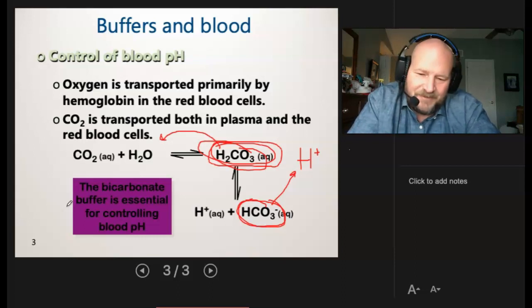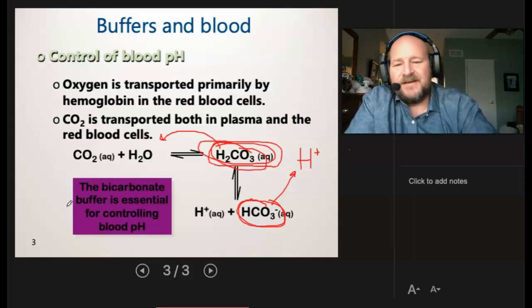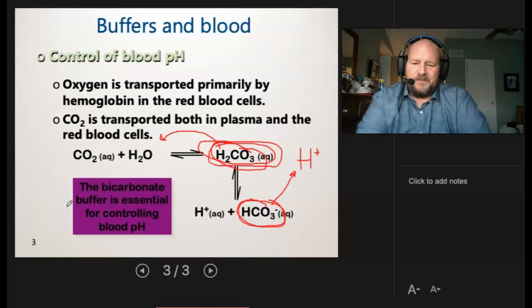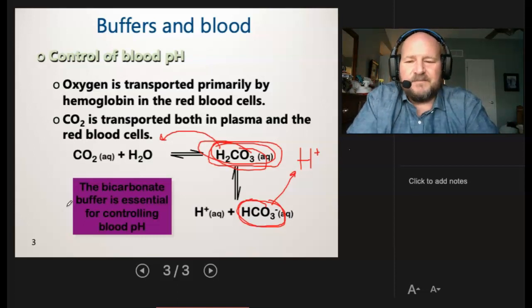And then on the other side of that, if I add too much base, I don't think our blood actually goes basic too often, but what can happen is you can go into acidosis. That's a very good possibility with different substances and different issues that we could have in our body.